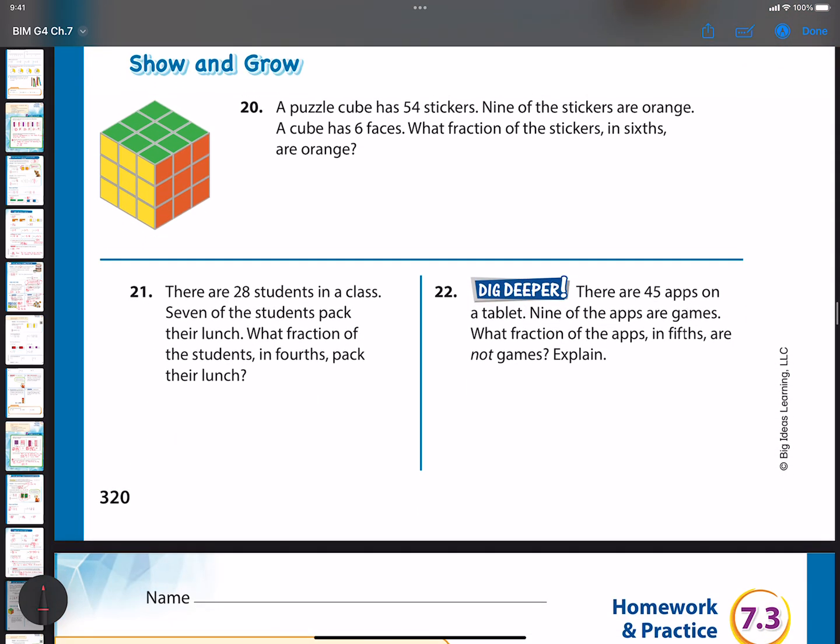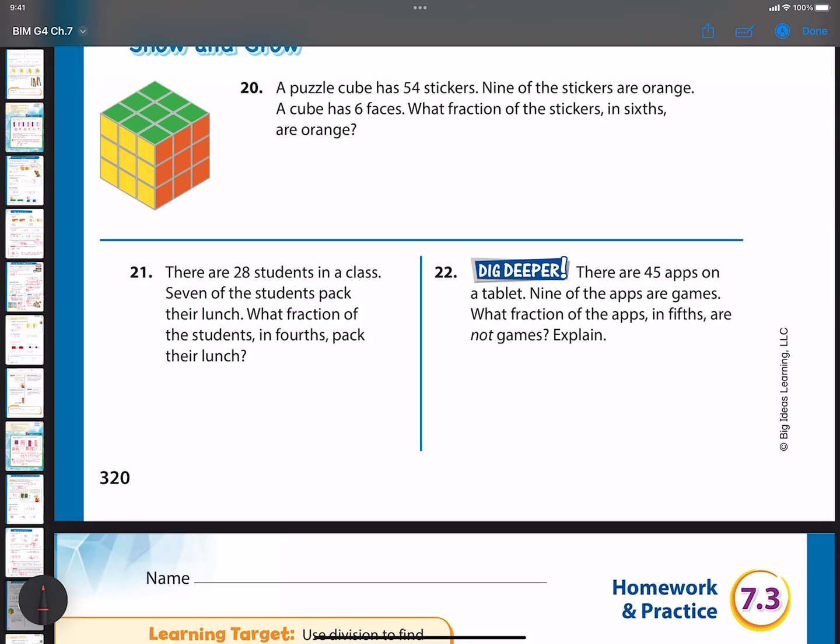A puzzle cube has 54 stickers. 9 of the stickers are orange. A cube has 6 faces. What fraction of the stickers in sixths are orange? I'm gonna show you 2 ways. Okay, so first one. It has 54, so altogether 54 stickers are there. And then 9 of them are orange. Okay, and they want to know what fraction of the stickers in sixths are orange.